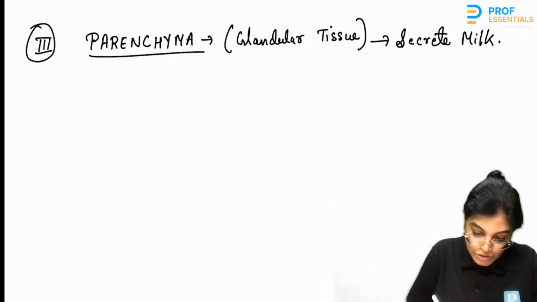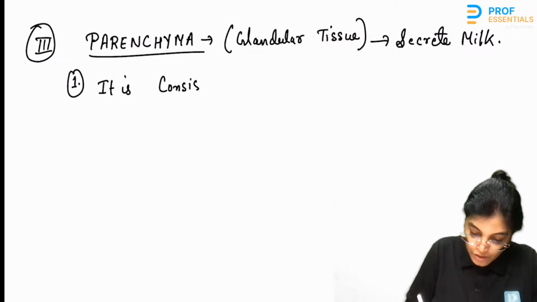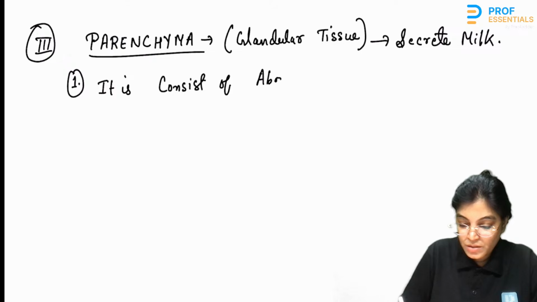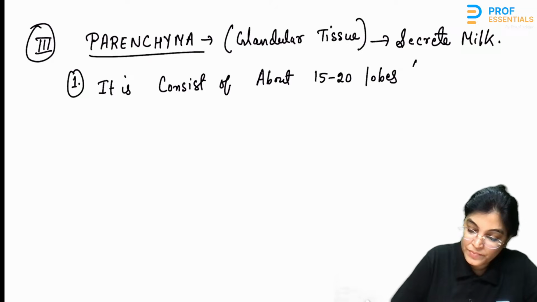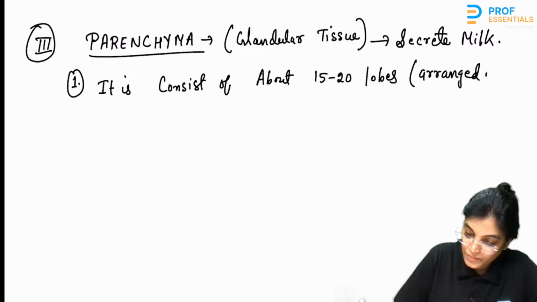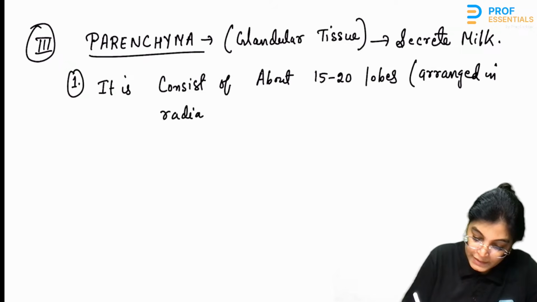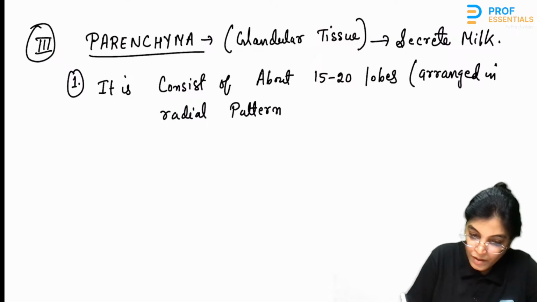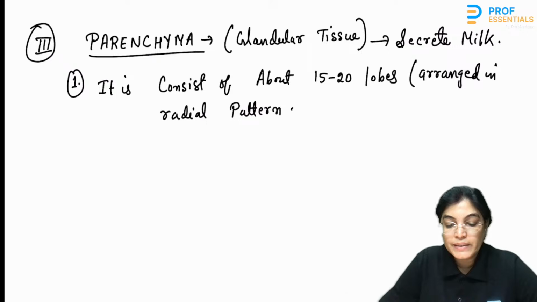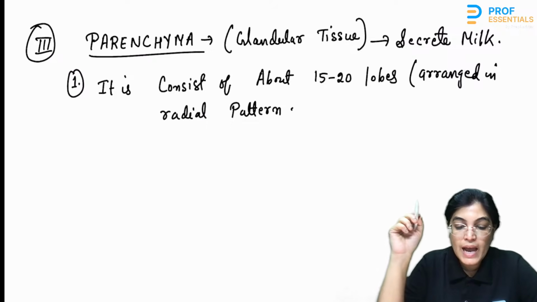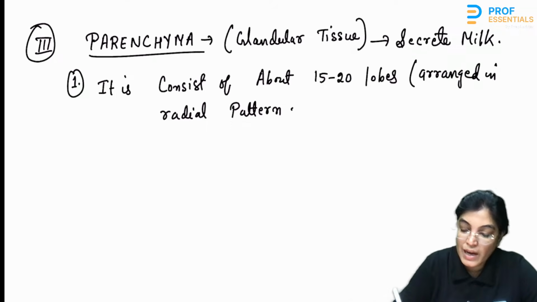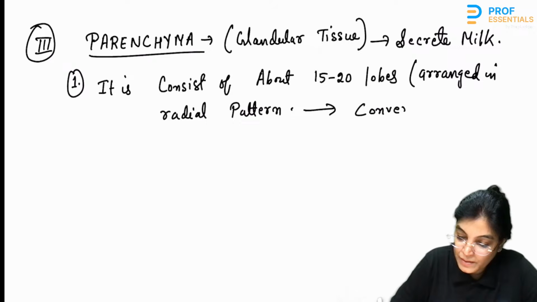Now, important points. It consists of parenchyma. So the first point is it consists of about 15 to 20 lobes, and these 15 to 20 lobes are arranged in a radial pattern or radial fashion, like the spokes of a wheel, and all these converge towards the nipple.